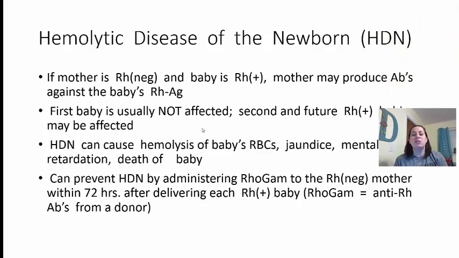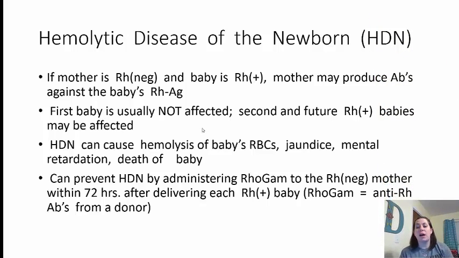So if a mother is Rh negative and the baby is Rh positive, the mother may produce antibodies against the baby. The first baby is usually not affected because remember we talked about that it actually has to see it for the first time. So with the first baby, that's the first time it's seeing it, and so normally they're fine. The second and future children, though, that are Rh positive are going to be in danger of being affected by the immune system.